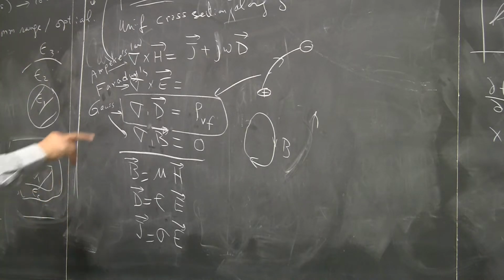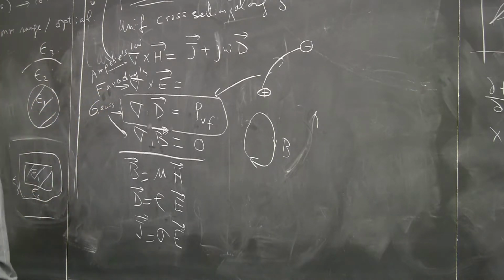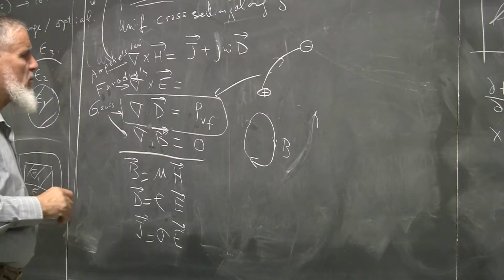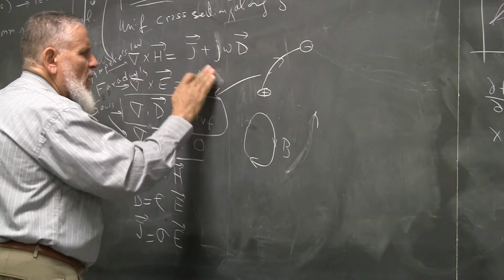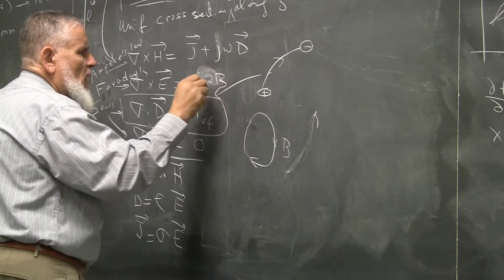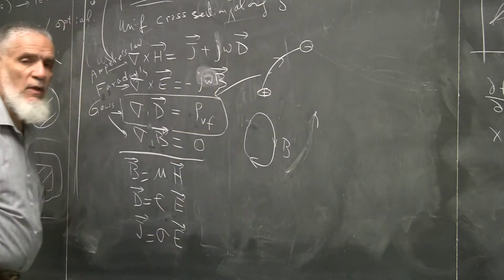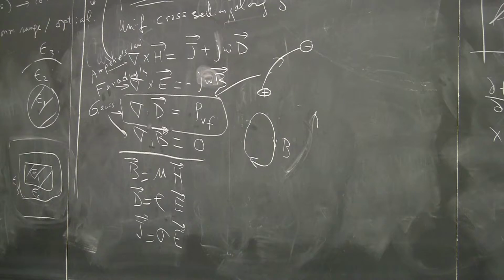Faraday's law talks about the circulation of E. The circulation of E is related to the rate of change of the magnetic flux linkage: minus partial B partial T, which is minus J omega B. Partial T converts to a J omega. These are Maxwell's equations in the frequency domain in the point form.